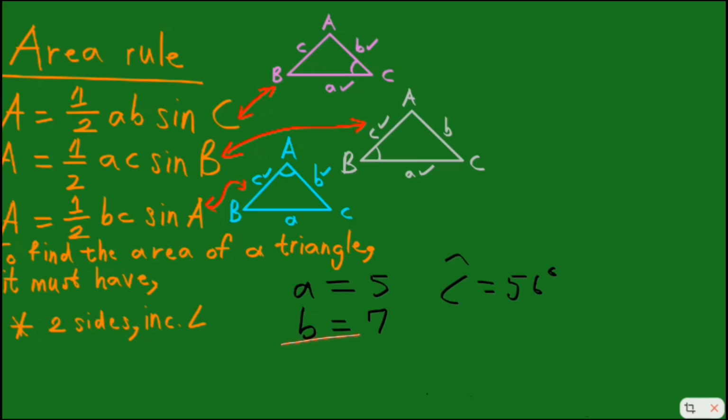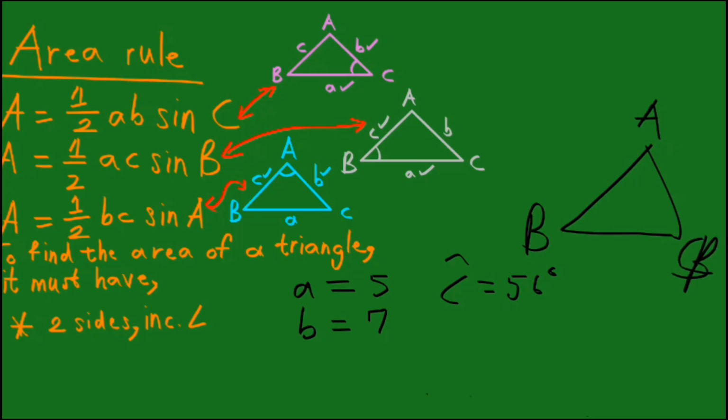Now we're given this information to find the area of a triangle. We're told that side A is equivalent to 5, side B is equivalent to 7, and angle C is equivalent to 56 degrees. We're required to find the area of the triangle. Let us put our own triangle. There is our triangle. It's going to be A, B, C. Even if we put B here, it's still going to be fine. And then angle C, we're given that is 56 degrees.